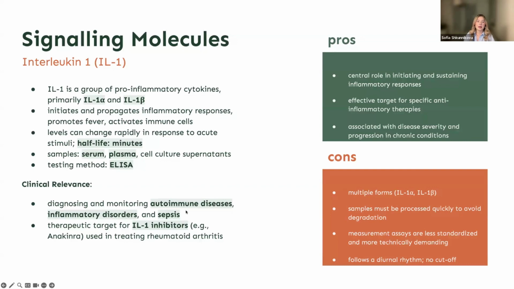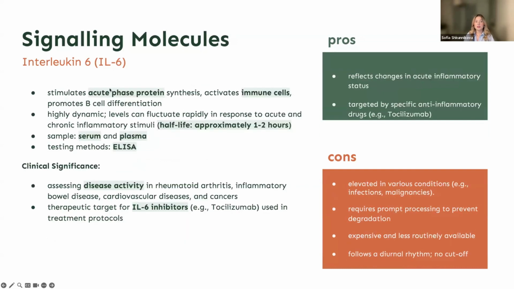The next interleukin that we have is interleukin-6. It often works in tandem with interleukin-1, and the main role is to stimulate acute phase protein synthesis, to activate immune cells, and to promote B cell differentiation. It is very highly dynamic, so its levels can fluctuate rapidly in response to acute and chronic inflammatory stimuli.